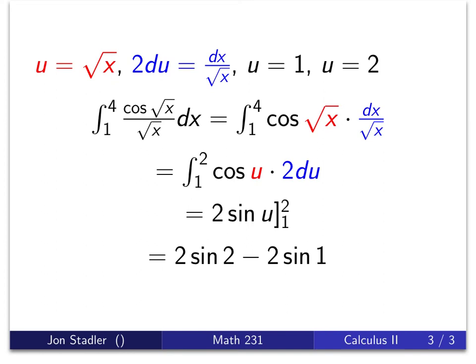An alternative to doing this is you could take this u, replace it by the square root of x, but if you do that, you do not want to change these limits. Instead, you would have 2 times the square root of x here, going from 1 to 4.